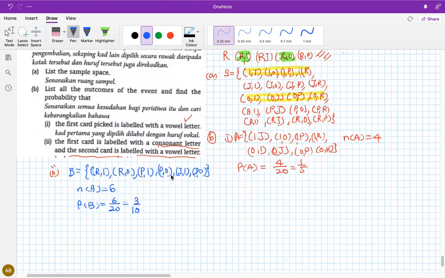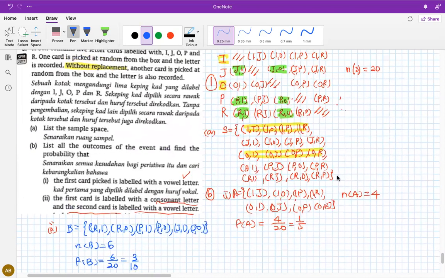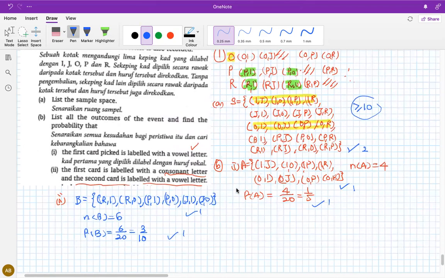So this is how you solve. Again, if this is worth 2 marks, that means if this is 20, you must get at least more than 10 to get 1 mark. If it is 20 and you list down 21, then it's wrong. So here is 1 mark, 1 mark, 1 mark, 1 mark. Therefore, this question you cannot make mistakes. You cannot list down more than whatever the sample is.